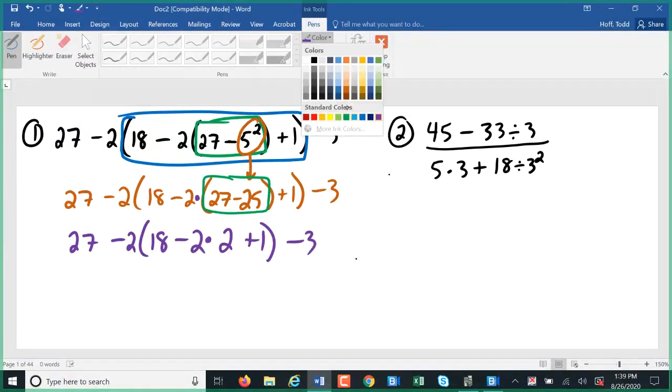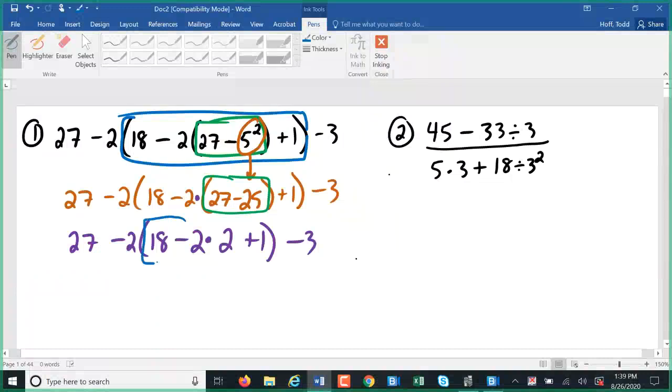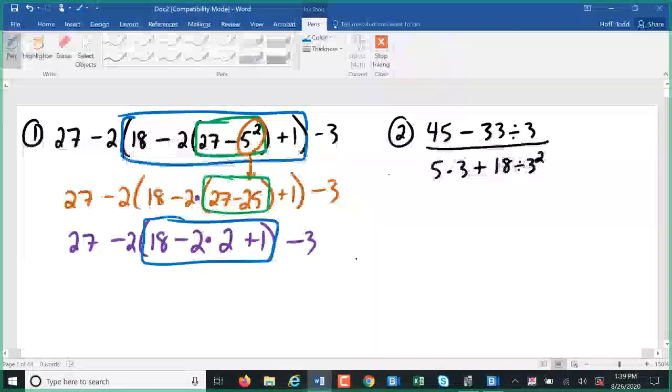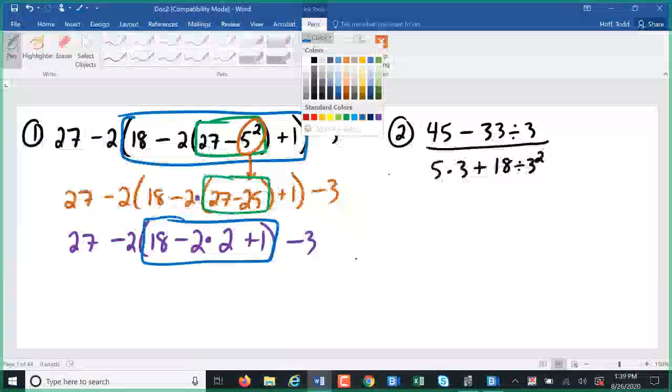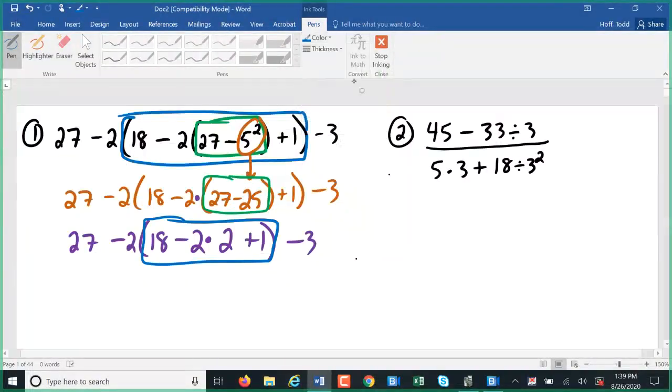So now we are back out to that larger set of parentheses. In there are no other enclosing symbols. There are no other exponents. Next is multiplication and division, going left to right. We have the 2 times 2 here, which makes 4.